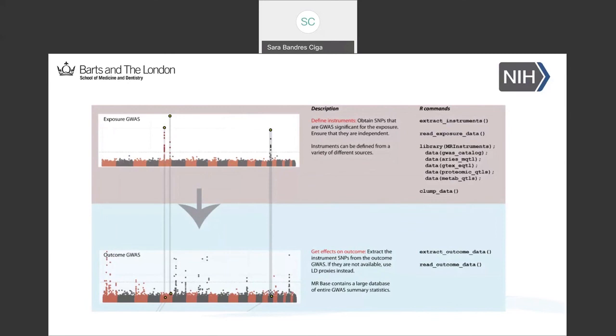Okay, so the second step, as I said, is getting the effects from the outcome GWAS. In this case, it's the Parkinson's disease GWAS. In a bit, I will show how these data look like. It's actually all in the folder, but I will show it to you.